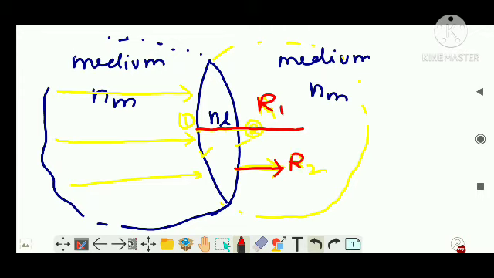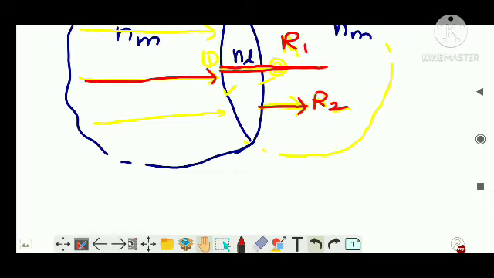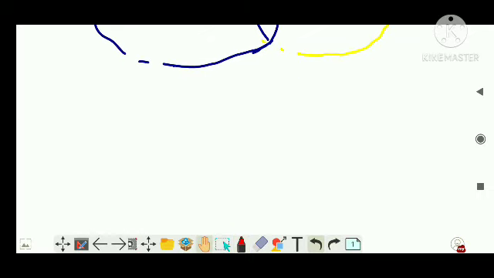I took this one as r1 because I am taking these incident rays; if the incident rays are coming from here, then this becomes the r1 surface. Just keep that in mind, right? Clear? Now we are going for the derivation.